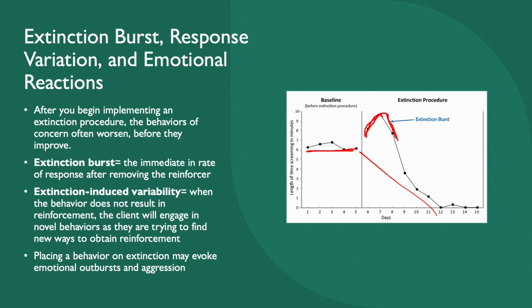And you have to be aware of all of the different behaviors that we may see during an extinction burst. Within an extinction burst, you're likely to see what we call extinction-induced variability, which is when we see different topographies of behavior. Traditionally, it was the specific topography that you're targeting that resulted in reinforcement. But now the learner or the client is going to try all these different forms of behavior to see which one is going to result in reinforcement. That's basically what it is.